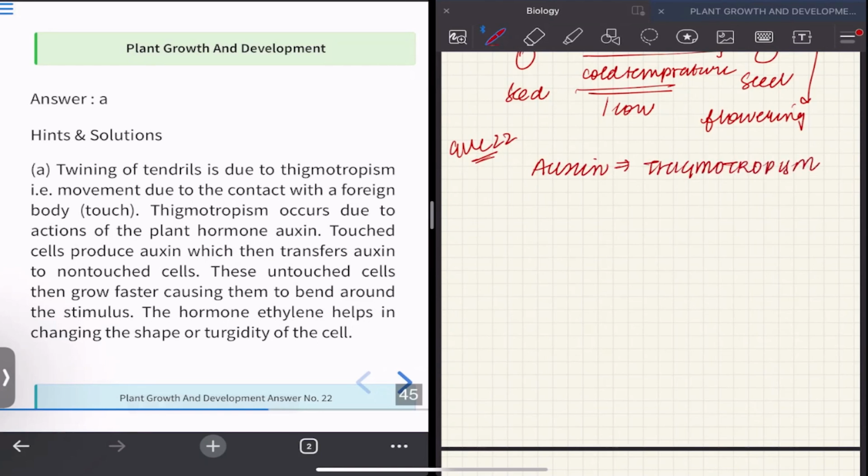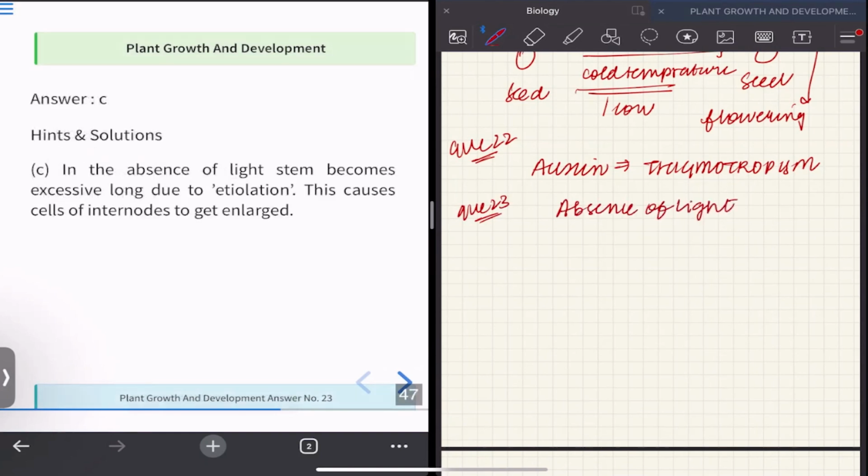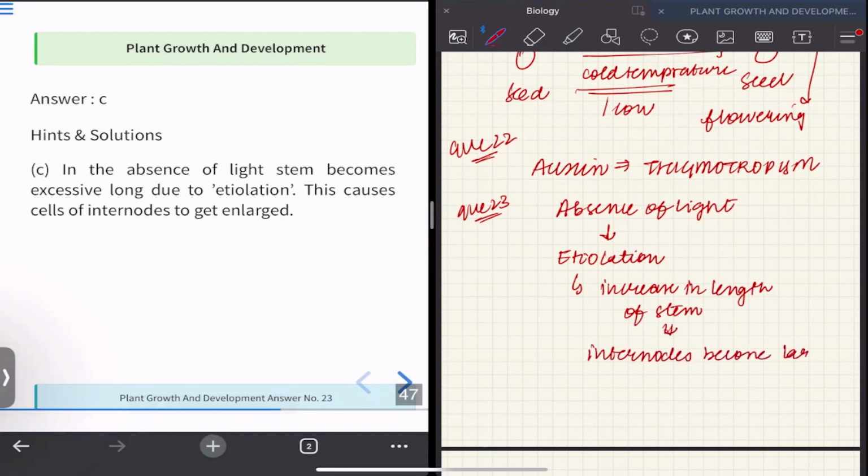Okay. So, which one increases in the absence of light? Question number 23. There is absence of light, and in the absence of light, the stem becomes excessively long due to etiolation. Okay, so in the absence of light, there is a process known as etiolation, due to which there is an increase in the length of the stem, due to which internodes become larger. Okay.